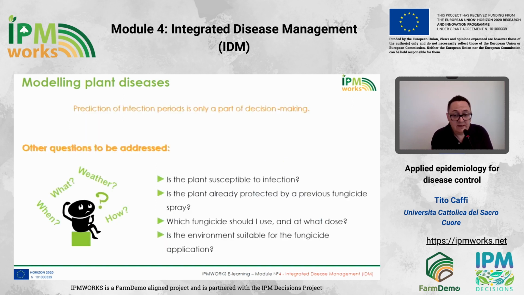For instance, is the plant susceptible to the infection? Or is the plant already protected by a previous fungicide? And in any case, which type of fungicide should I use for this specific aim of protection? Is the environment suitable for a fungicide application? So we have many different questions that we should answer before being ready to implement IPM in a very practical way in the field.